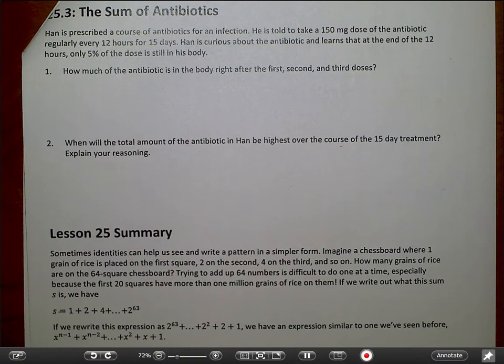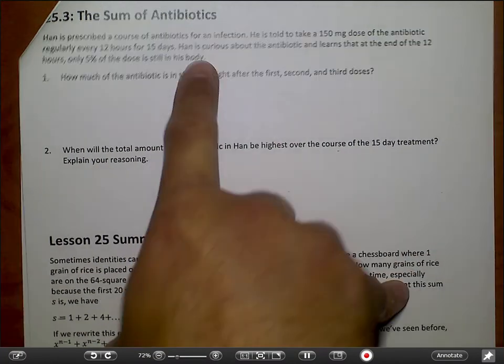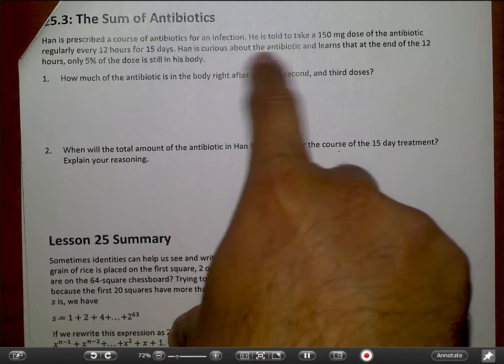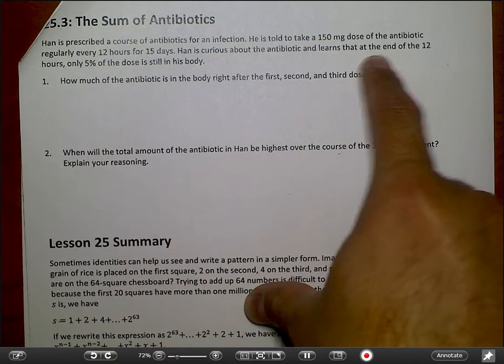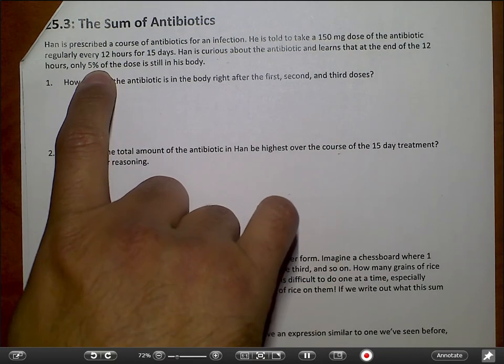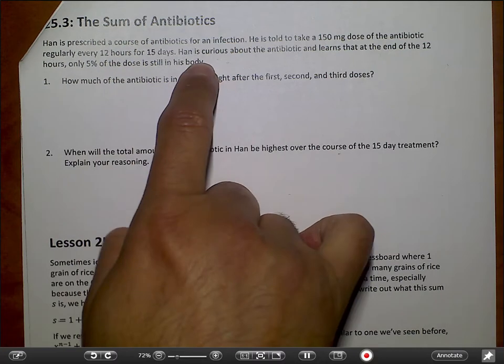All right, let's take a look at this next one over here, please. Okay, so Mr. Solo is prescribed a course of antibiotics for an infection. He is told to take a 150 milligram dose of antibiotic regularly every 12 hours for 15 days. Han is curious about the antibiotic and learns that at the end of the 12 hours, only 5% of the dose is still in his body.